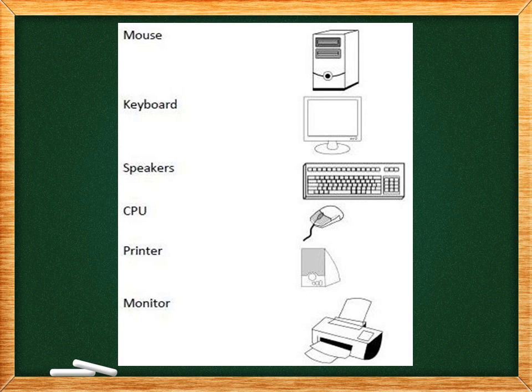So the first word is mouse. Now mouse is connected with the shape of a mouse. Mouse has only two buttons, normally used to click. The second word is keyboard. Keyboard is connected with the picture of the keyboard. Now why do we call it a keyboard? Because it contains some keys.